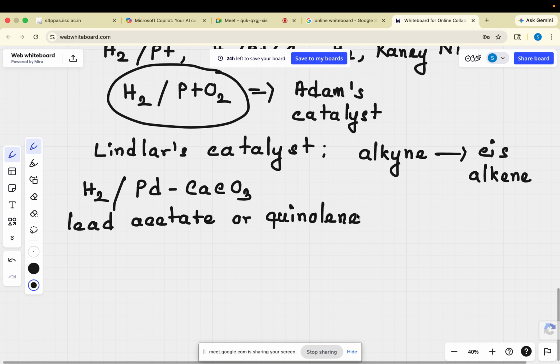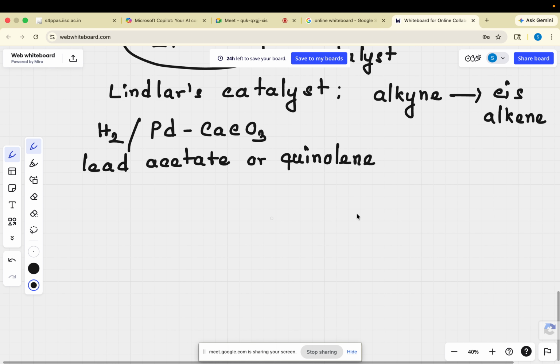Now this whole catalytic reduction is of two types. We have two categories here.